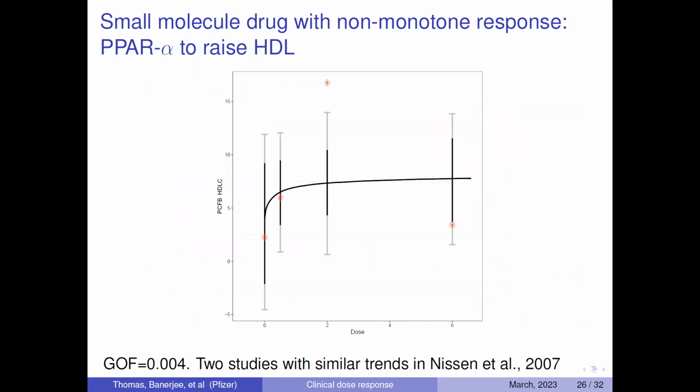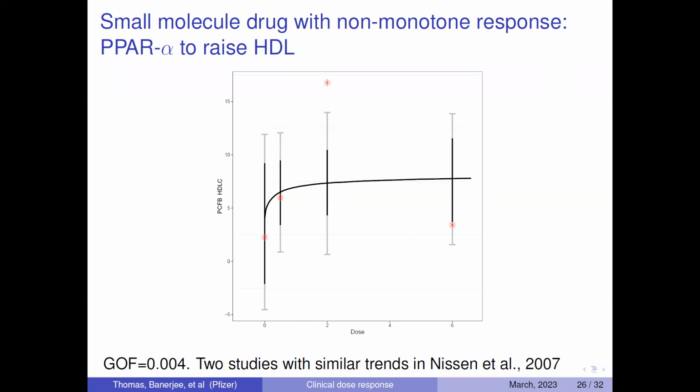So this is the first example. This is in the metadata. This is where we had non-monotone dose response. It's been confirmed. This is a small molecule. I think there's actually somebody on the call today who worked on this compound. I remember assisting him a bit on it. And it was intended to raise HDL. So there's a percent change from baseline HDL, which is sort of the standard analysis here.